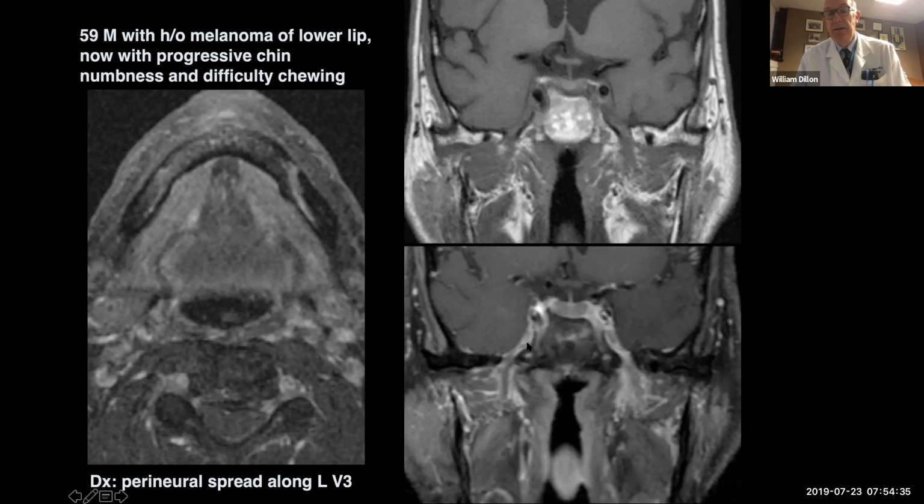Notice on the right side a normal size V3 with a little bit of enhancement around it, which is normal. This side on the left is very abnormal, and you can see the masticator muscles are atrophied because this tumor is involving the innervation of the muscles via V3.